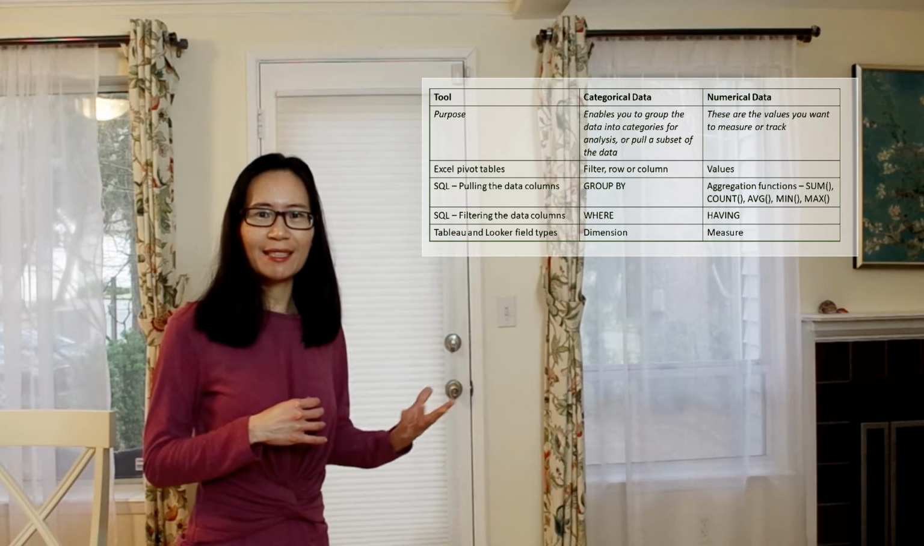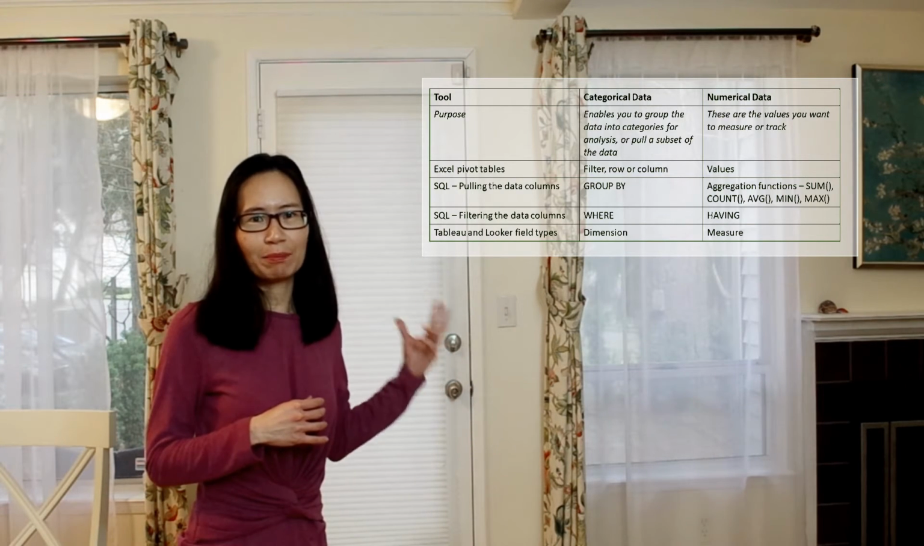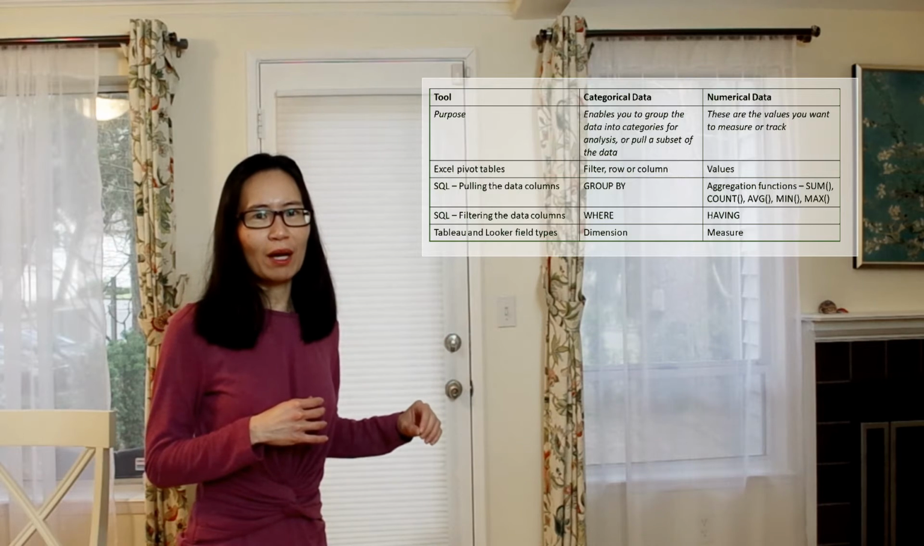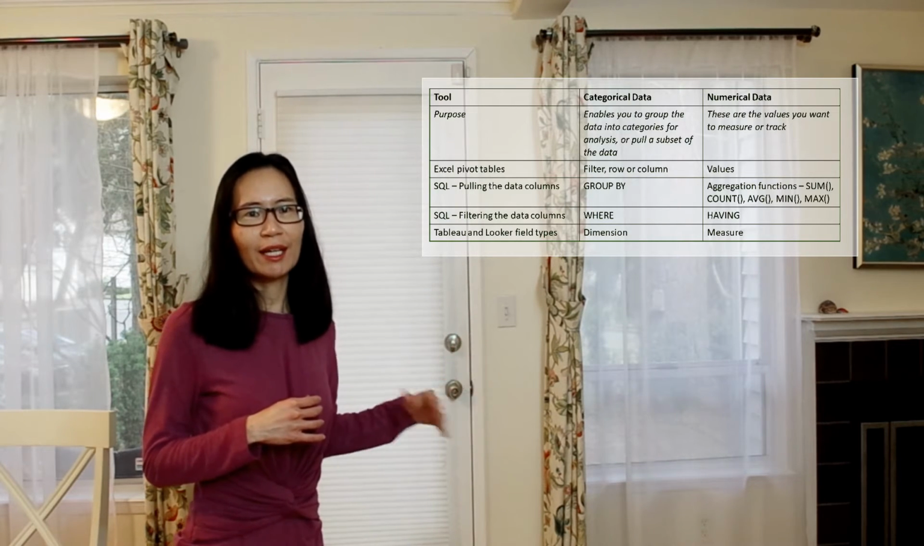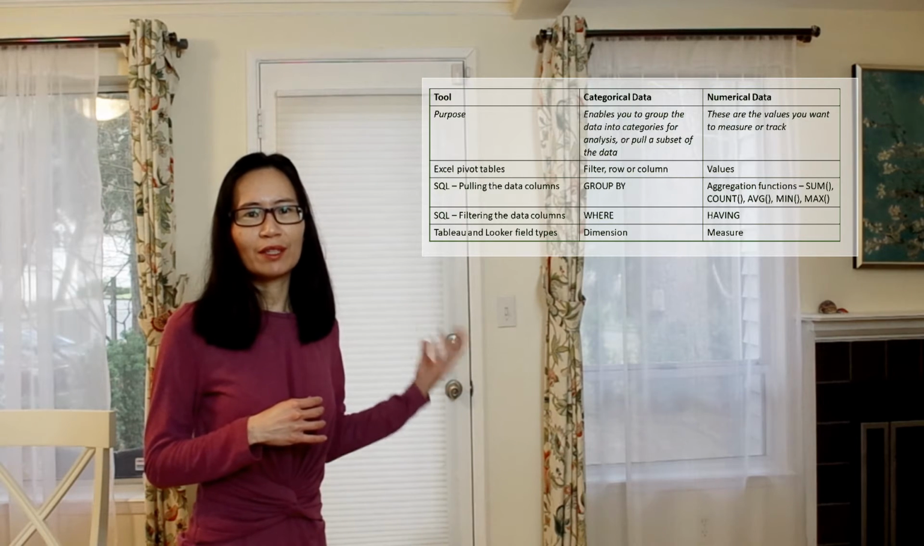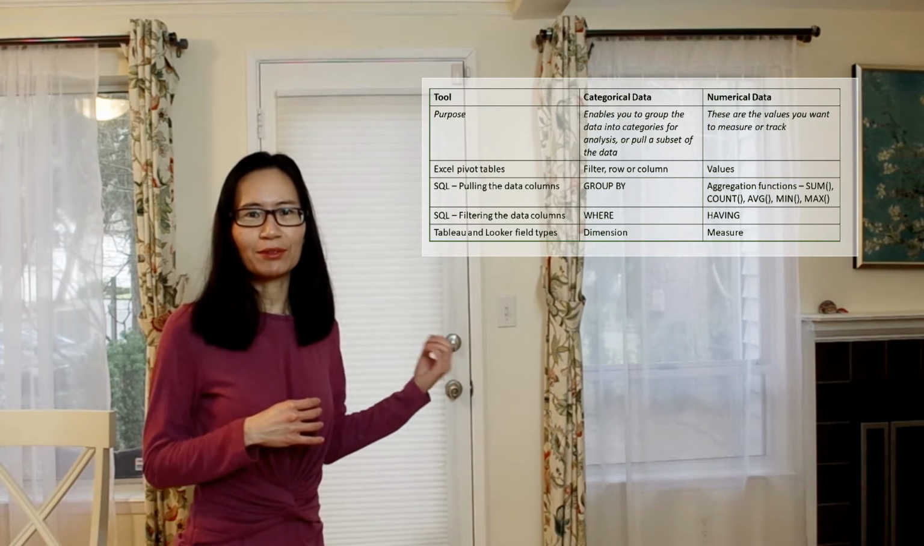To summarize and make things a little bit easier to understand, I have explained the purpose as well as how categorical and numerical data are treated in Excel pivot tables versus SQL queries versus tools like Looker and Tableau in a single table.